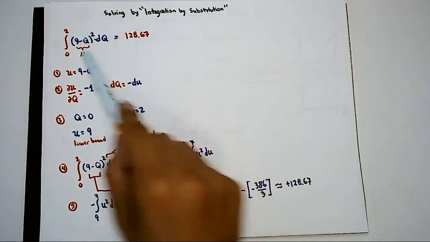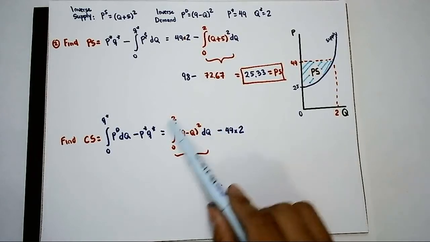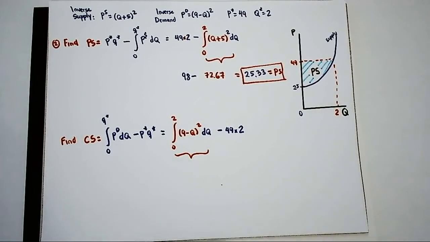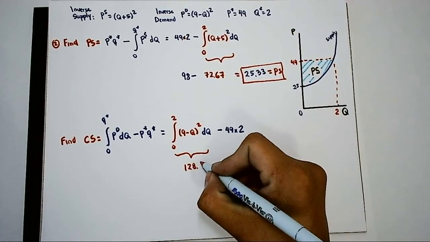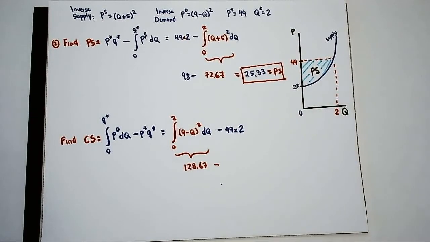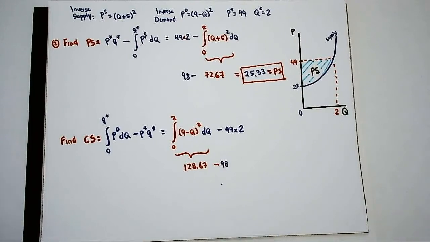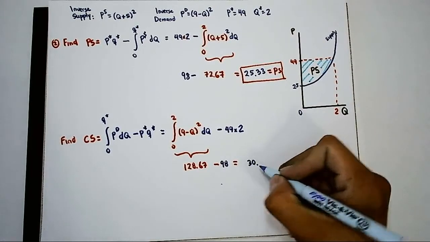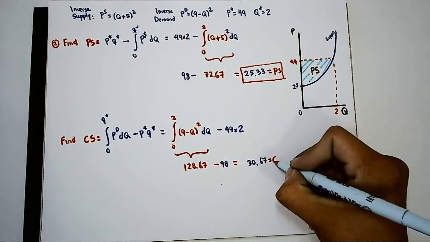Let's substitute this value in the previous page. The value of this integration was equal to 128.67 minus 49 times 2 is 98. So this is equal to 30.67. And this is our consumer surplus.